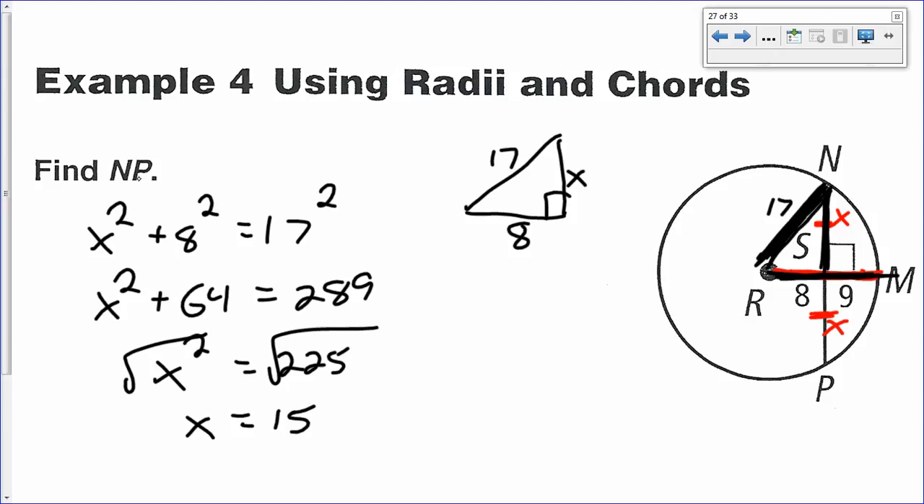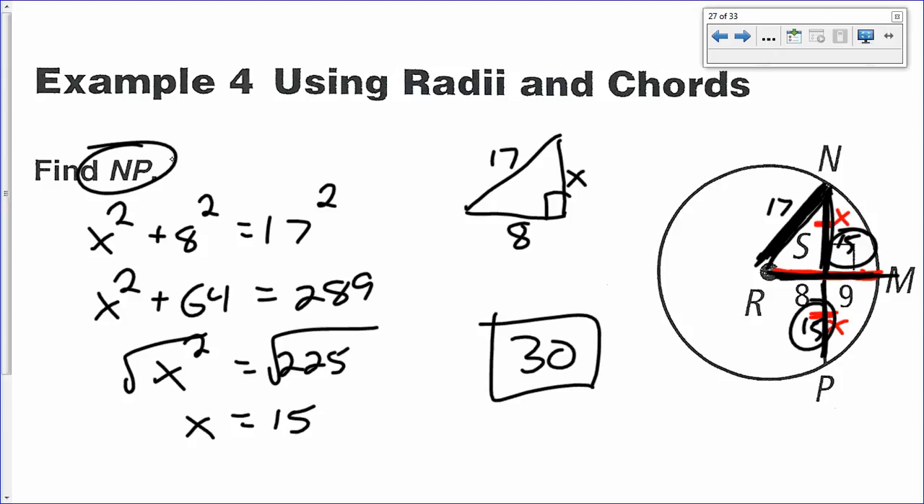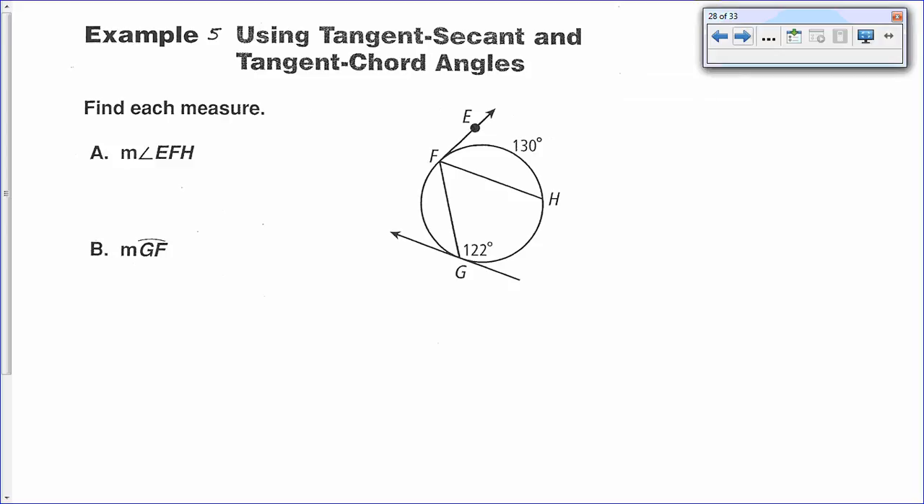We wanted NP. Well, if this is 15, that means this is 15, and 15 plus 15 gives us 30. So NP is going to be 30. All right, so that one you had to get a little creative on.